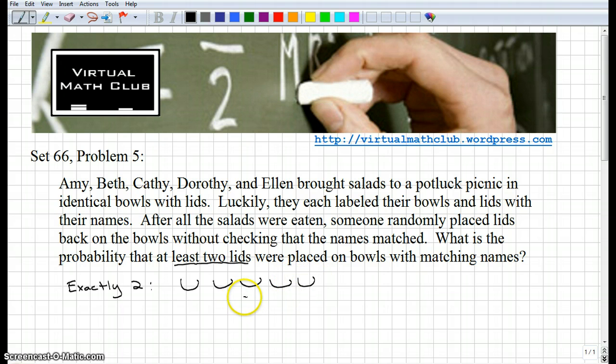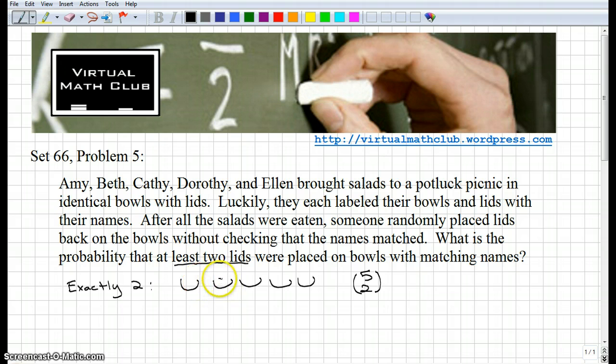Now we need to choose 2 of them that match. So we could choose, let's say this is Beth's bowl and this is Dorothy's bowl. We could choose those 2, or we could choose Amy's bowl and Kathy's bowl. But it doesn't matter whether we choose Kathy and Amy or Amy and Kathy. The order in which we choose the bowls that we want to match doesn't matter. So we just have to choose 2 of them. So we have 5 choose 2 ways. It's a combination.